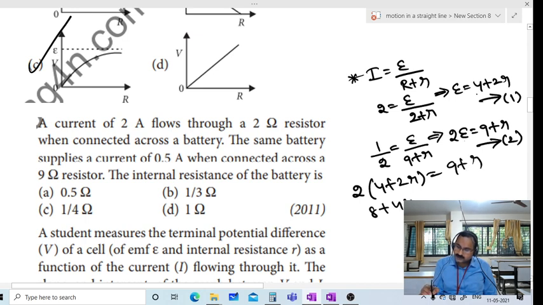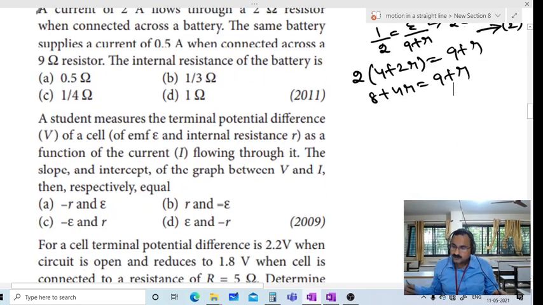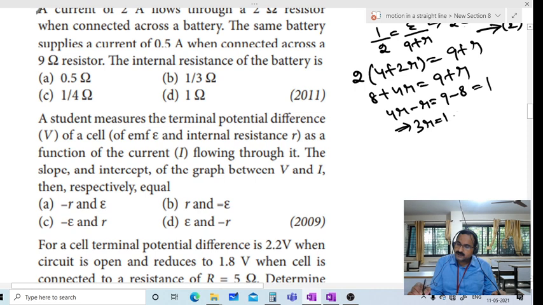8 plus 4r is equal to 9 plus r. So then what are you getting there? 4r, this r you send this side, 4r minus r is equal to 9 minus 8, that is equal to 1. 3r is equal to 1, therefore r is equal to 1 by 3.